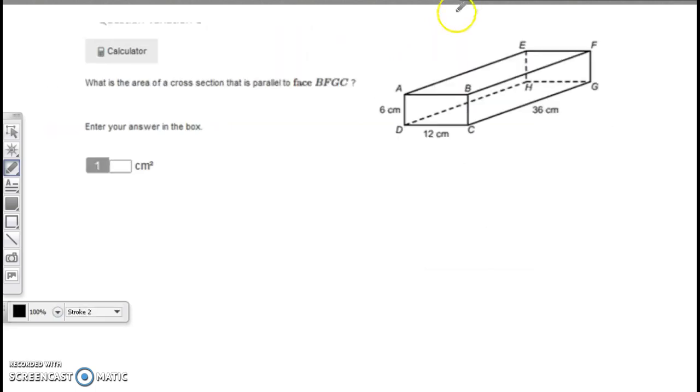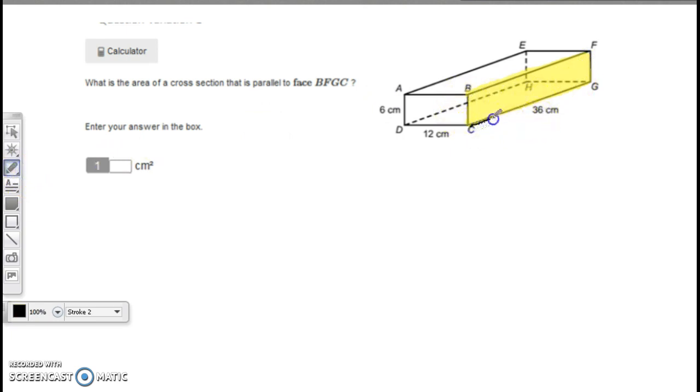All right, what is the area of the cross-section that is parallel to face BFGC? So the first thing I'm going to do is highlight BFGC. So that's this side of the box here. If we slice it so that it's parallel to this side of the box, it's going to be the same shape as this side of the box. So we're trying to find the area of this yellow rectangle.